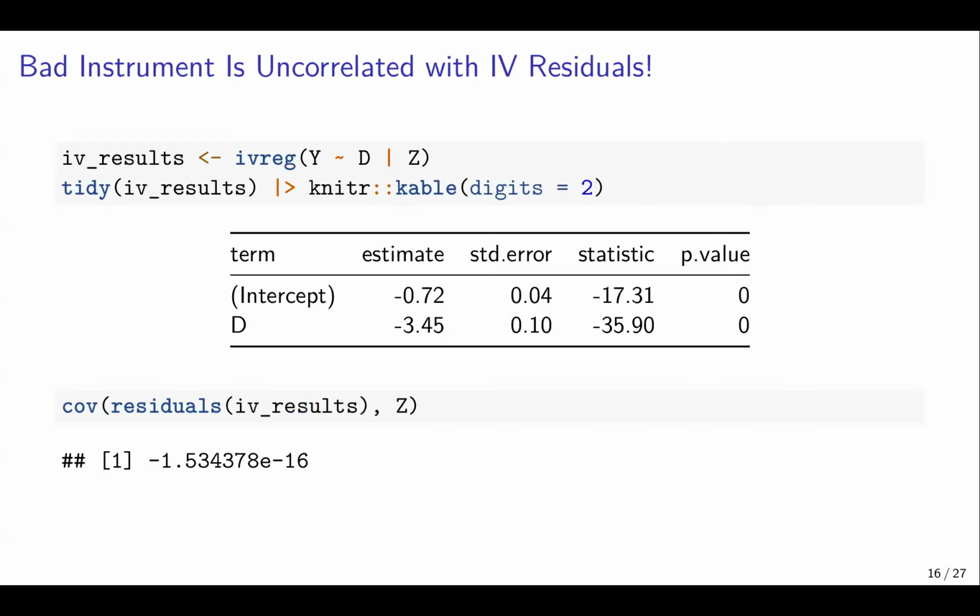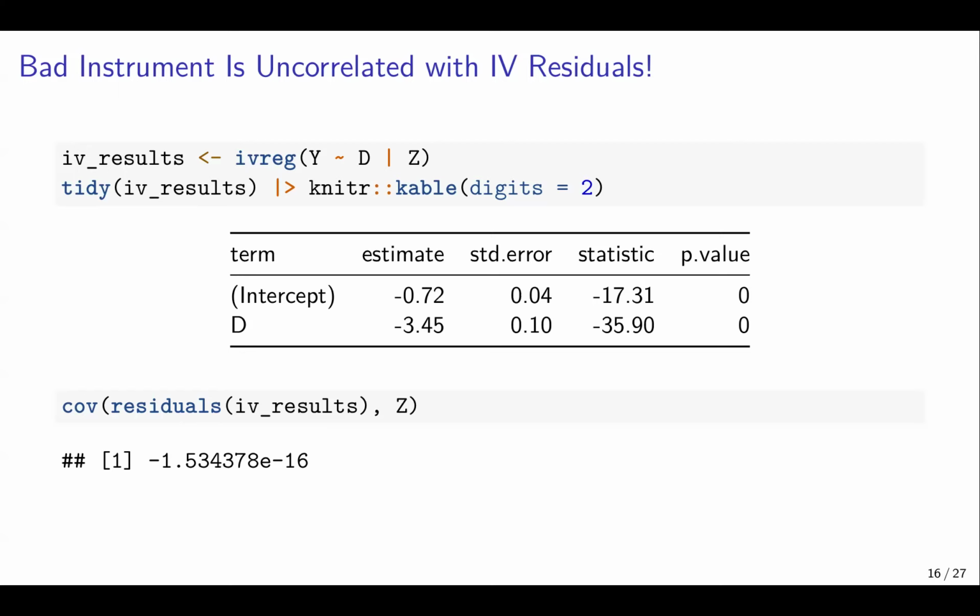And let's see what happens. So if I run this IV regression of y on d using z as an instrument for d, and I take a look at the results, what do I get? Well, I get a large negative effect of d on y. I estimate an effect of minus 3.5 approximately with a pretty tiny standard error. So we would say, wow, look at this huge and massively statistically significant effect of d on y. Clearly we're getting something wrong. This is the wrong answer.